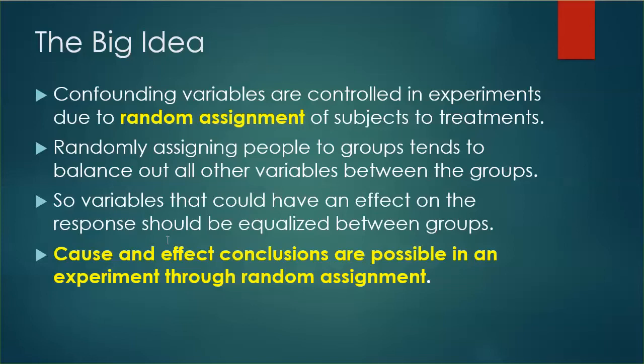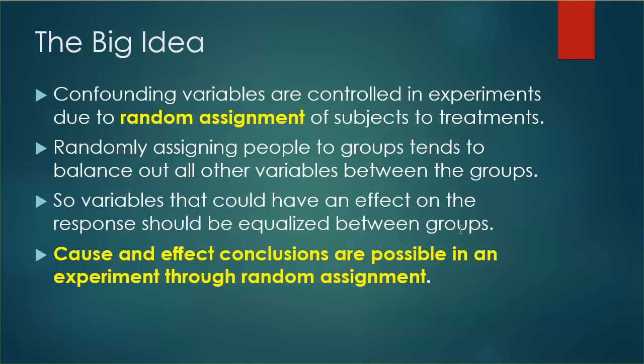Variables that could have an effect should be equalized between the groups, because the groups are randomly made. You're not going to get all men in one group and all women in the other group, or all people who are nearsighted in one group and people who aren't nearsighted in the other group. They're going to be randomly mixed between the two. So randomness is the key. The groups are going to be, on average, very similar.